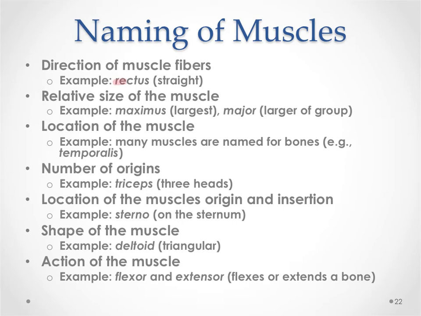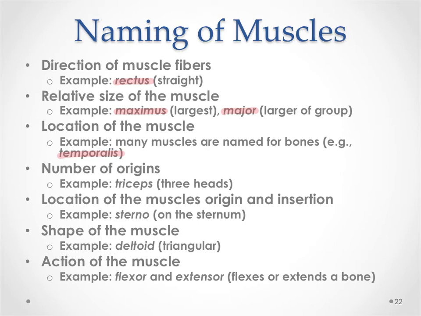Direction of the muscle fibers, rectus means straight. The size of the muscle, if we say maximus, that means large. If we say major, that means large, whereas if we say minimus, then that would mean small, or minor, that would mean small. The location of the muscle, like the temporalis, if you remember, the temporal bone is on the sides of the cranium by where your temples are.